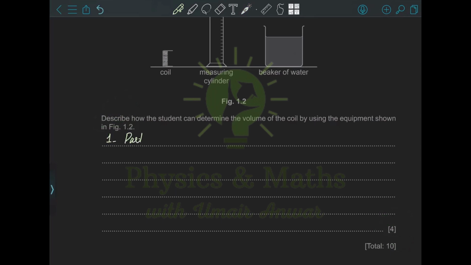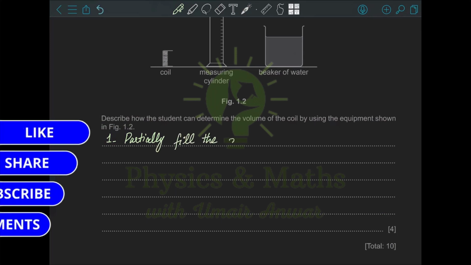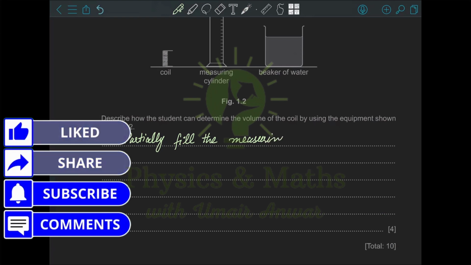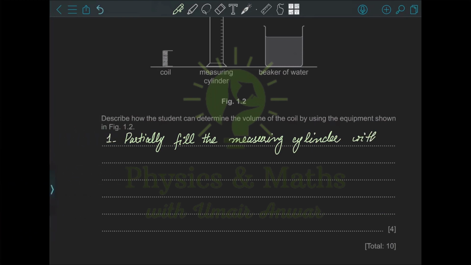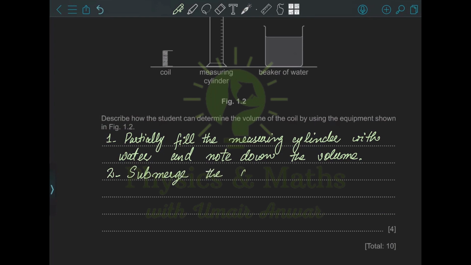Number 1, partially fill the measuring cylinder with water and note down the volume. Number 2, submerge the coil in water.